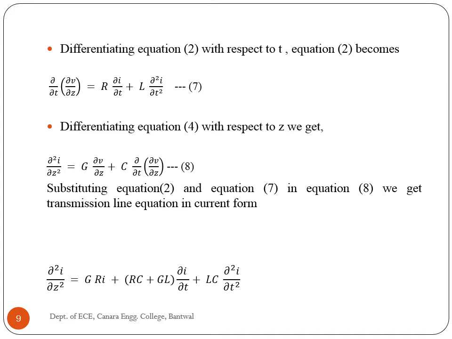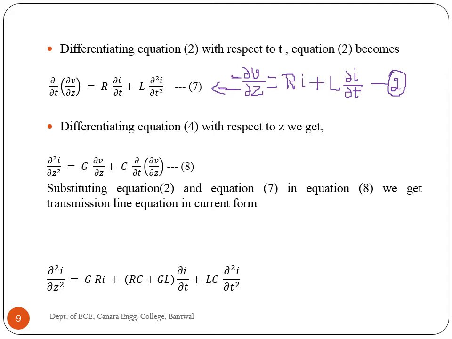In the last class, we derived the transmission line equation in voltage form. Now we will derive the transmission line equation in current form. Firstly, differentiate equation number 2 with respect to t. We will get equation number 7. What is equation 2? Minus dou V by dou z is equal to R I plus L dou I by dou t. Equation 2 we derived in the last class by applying KVL to the transmission line circuit.